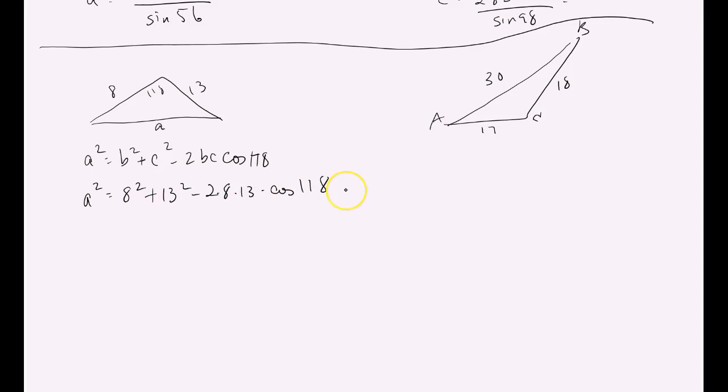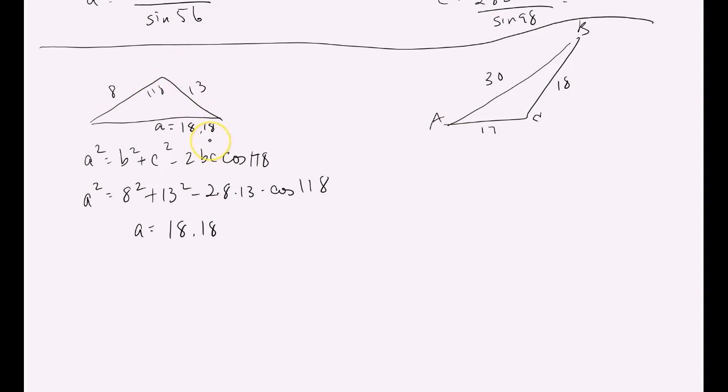And this is what I'm typing in. Just in one big swoop, I'm typing in 8 squared plus 13 squared minus 2 times 8 times 13 times the cosine of 118. I'm not even doing any mental math, because you may do that wrong. And so I'm getting 330.65, and then I need to take the square root of that. And so my A would be 18.18. So hopefully you figured that out. This is one of the tougher ones to figure out, I'm not going to lie.